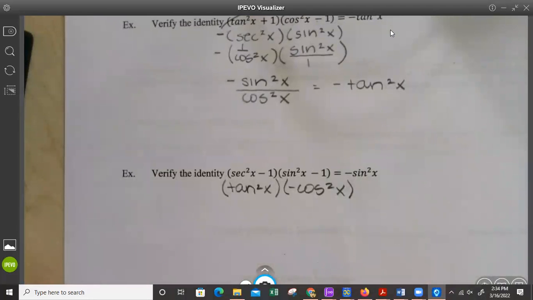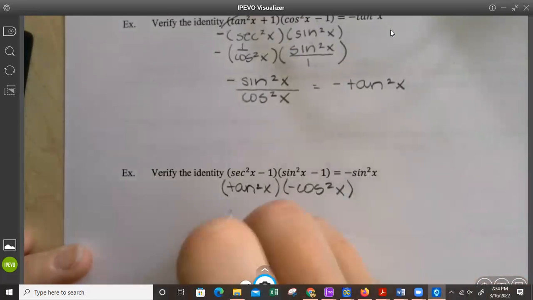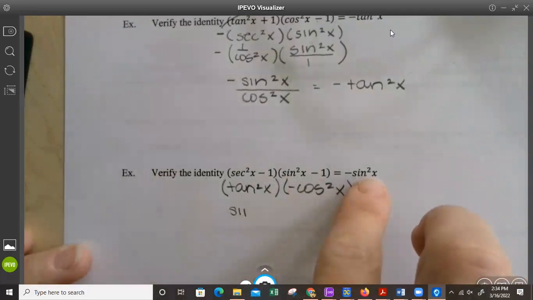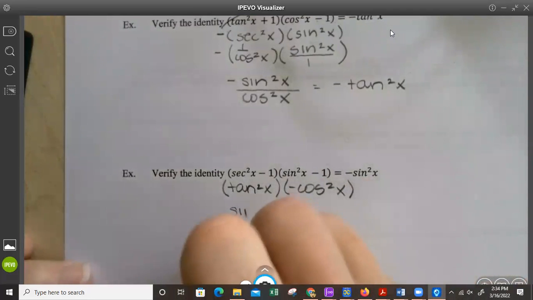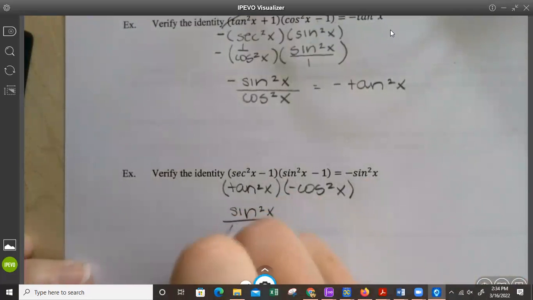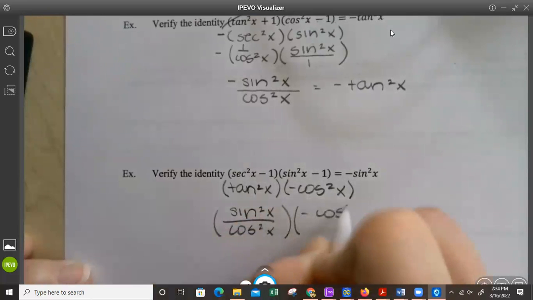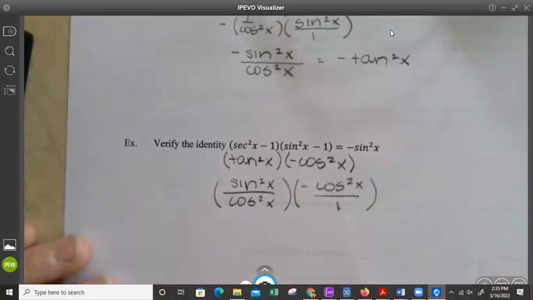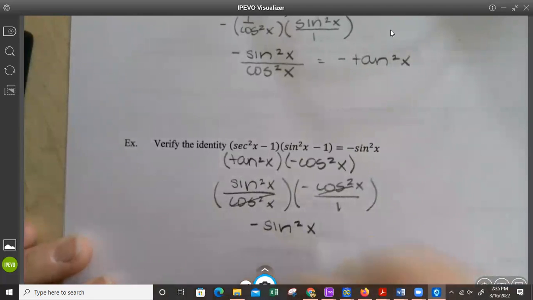Which one is the harder of the two functions? Tangent. What can we rewrite tangent as? No. We want to get to sine, so we have sine squared over cosine squared times negative cosine squared over 1. What happens? On the top, we have a sine squared x and a negative. So negative sine squared x.